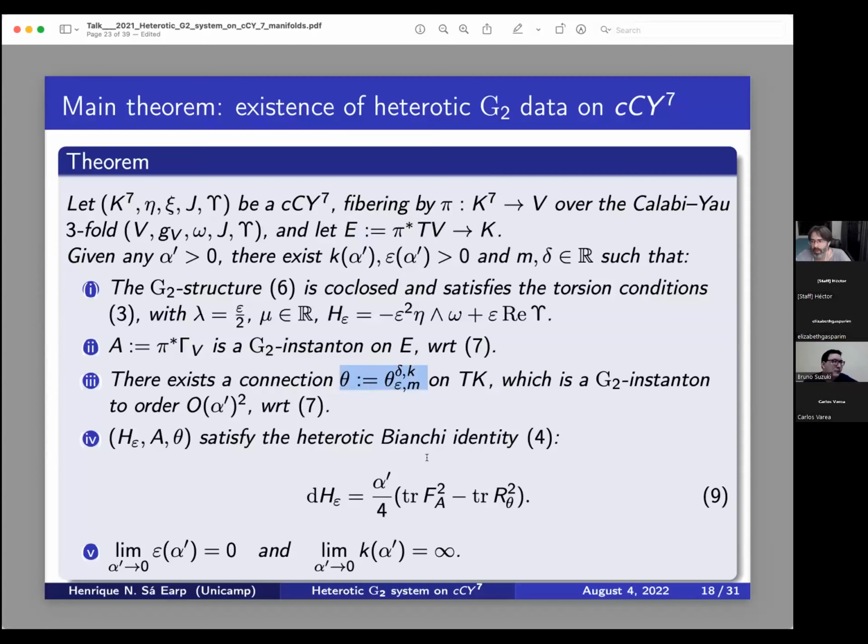And moreover, the data we obtained satisfies the heterotic Bianchi identity on the nose, so we're in this so-called anomaly-free setting. And then we know quite a bit about the asymptotics of these parameters if you choose a regime where the string constant alpha prime is arbitrarily small.